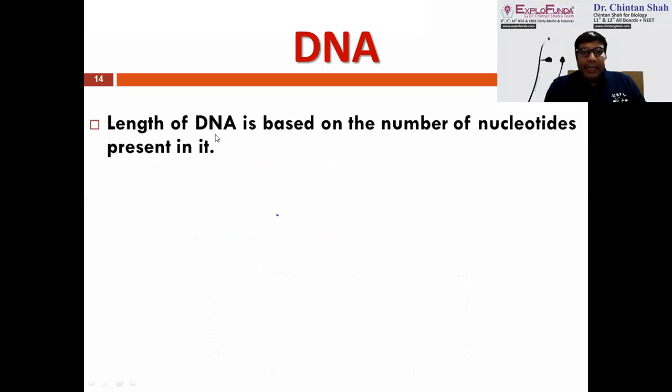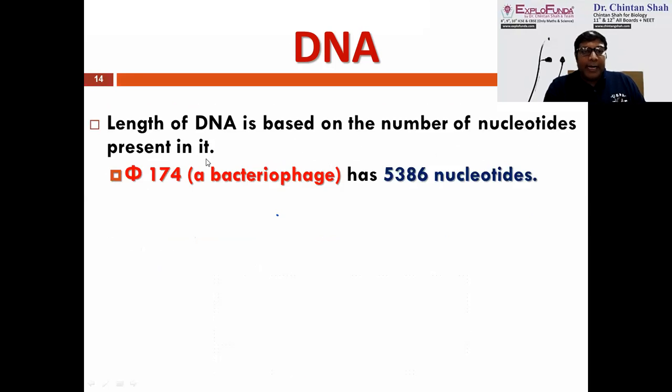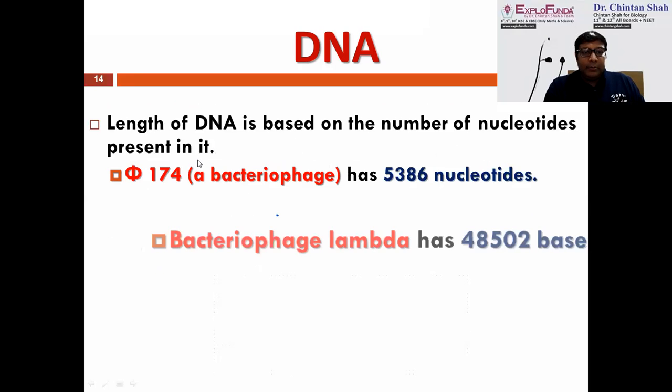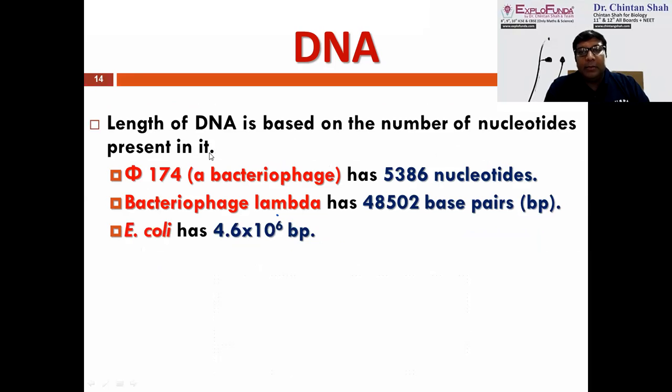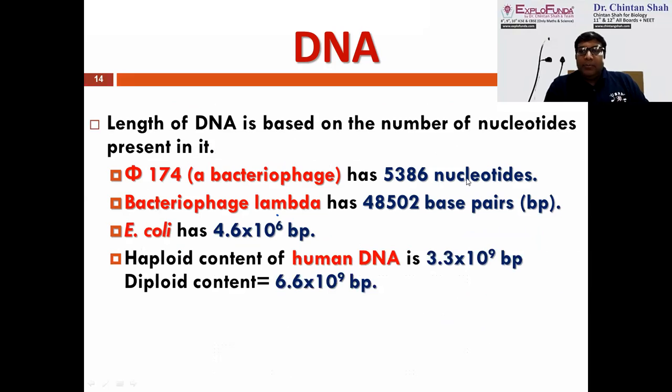The length of DNA is based on the number of nucleotides present in it. Okay. The length of DNA is based on the number of nucleotides present in it. That is phi X174. It is a type of bacteriophage. What do you mean by bacteriophage? Is it a bacteria? What is it? Anyone can speak out. Yes, what is a bacteriophage?